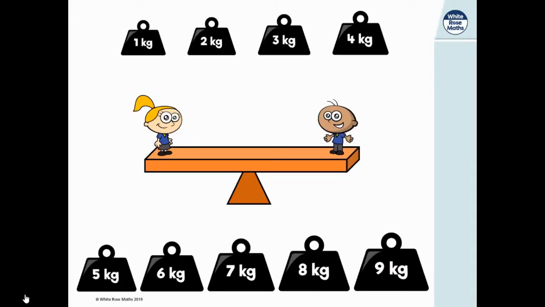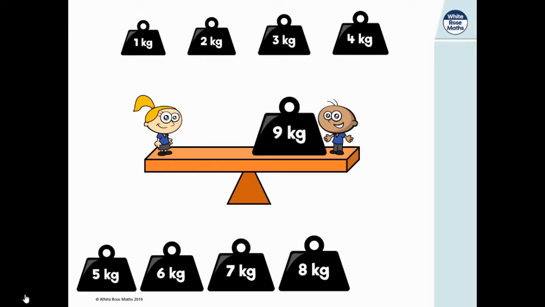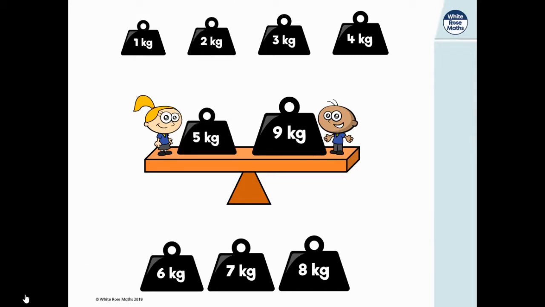This time, Tommy and Eva are playing on a seesaw. They're being safe and they'd like to keep the seesaw balanced. Tommy adds a 9 kilogram weight to his side. Eva chooses a 5 kilogram weight for her side, but that's not going to balance the seesaw. She's added a 4 kilogram weight on the top, and now it's balanced.